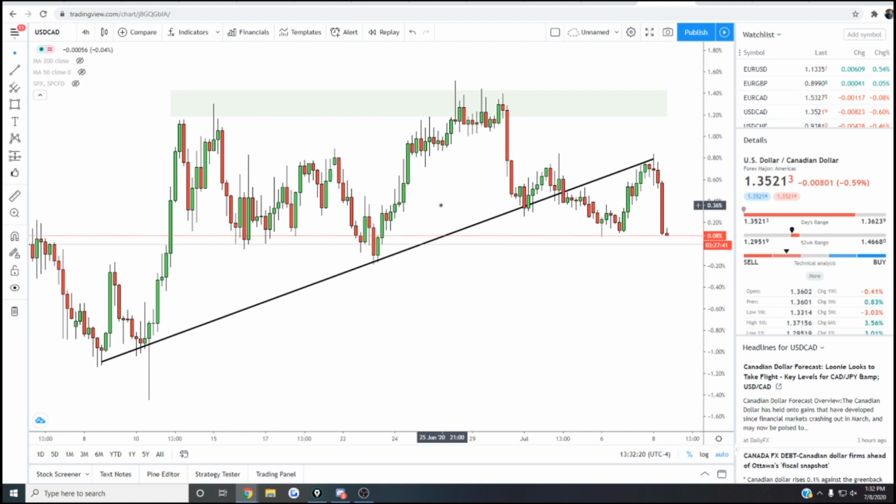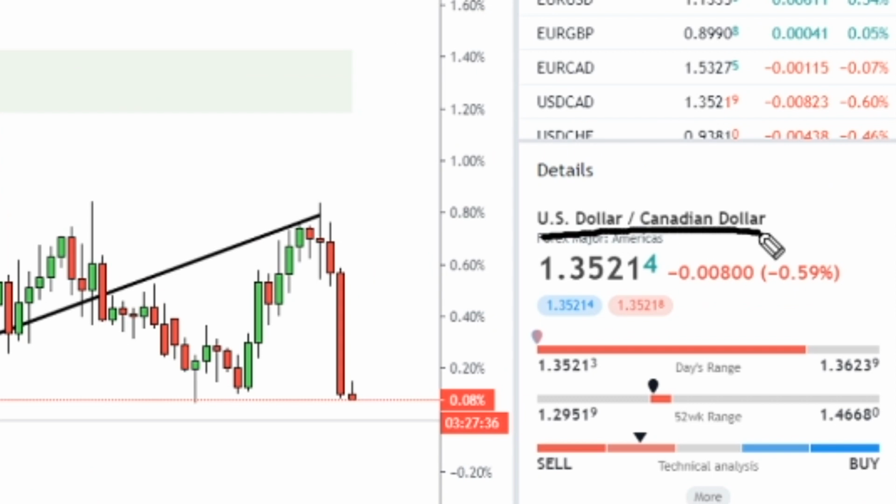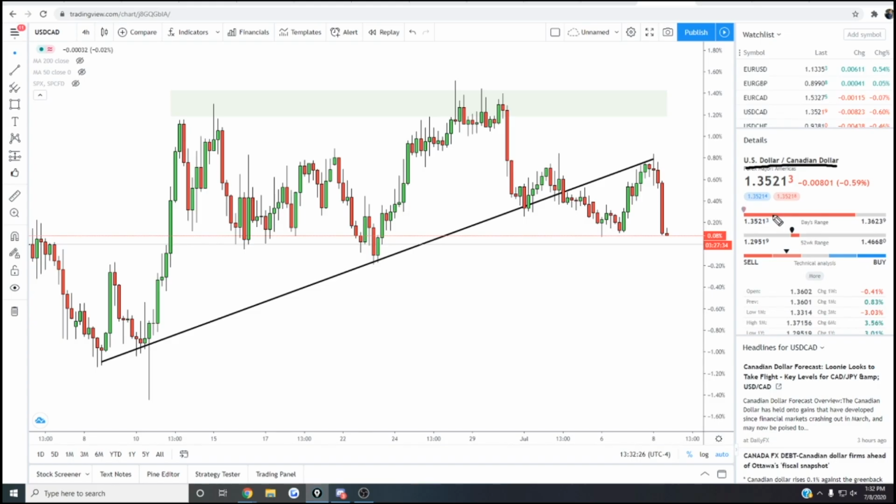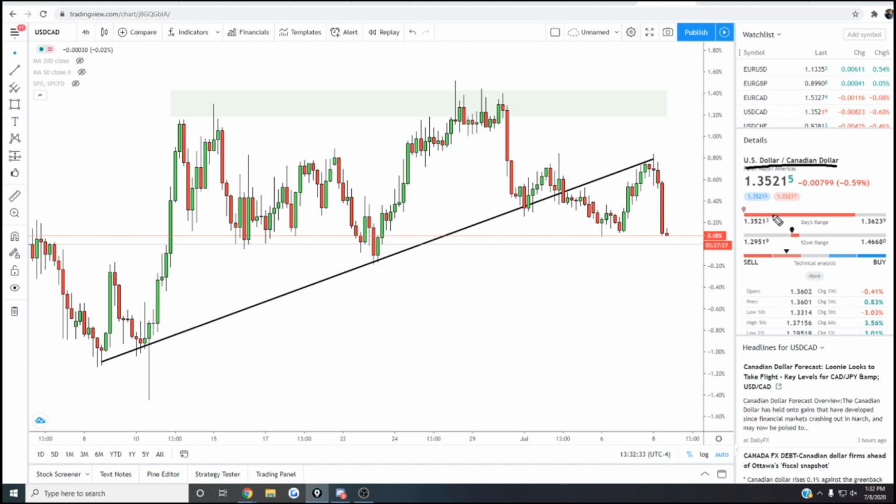So what I'm going to do today is talk about a trade that I took here on dollar Canadian. This is USDCAD, and we're going to talk a little bit about why I entered the trade and how I ended up taking a loss on this position. So what I actually did is I ended up getting long, and I'm going to show you exactly where I got long, and I'm going to show you why.